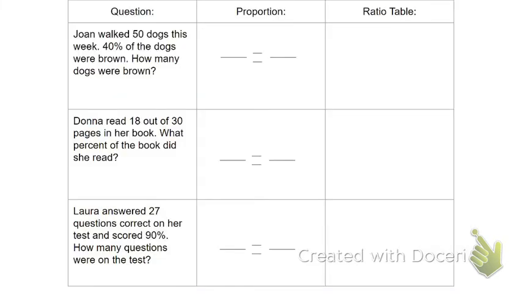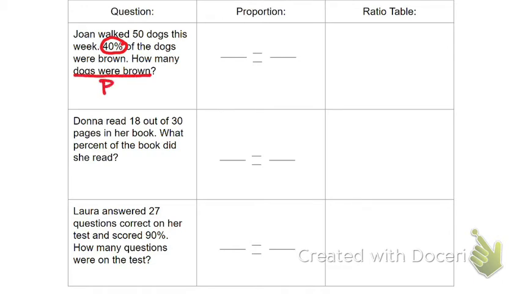So our first question says, Joan walked 50 dogs this week. 40% of the dogs were brown. How many dogs were brown? So the first thing we're going to do is label the information from the question. So I'm going to circle my percent, that percent sign right there. Then I need to figure out what is my whole and what is my part. One of them is going to be in the question. So the question says, how many dogs were brown? That's talking about a specific piece of those dogs. So that's going to be our part.